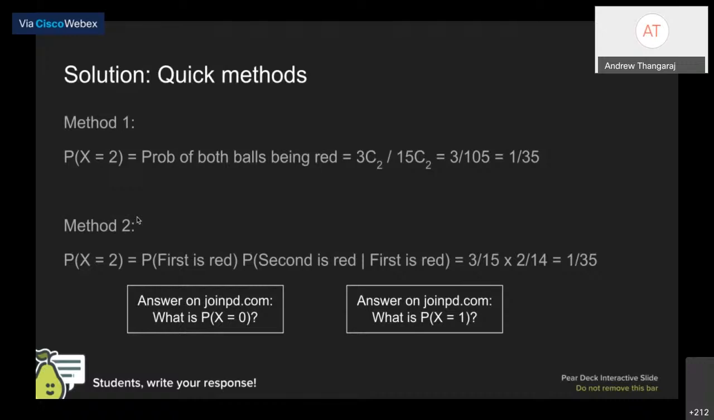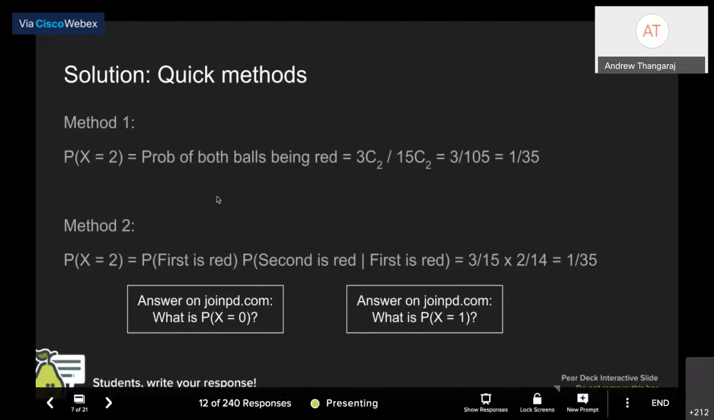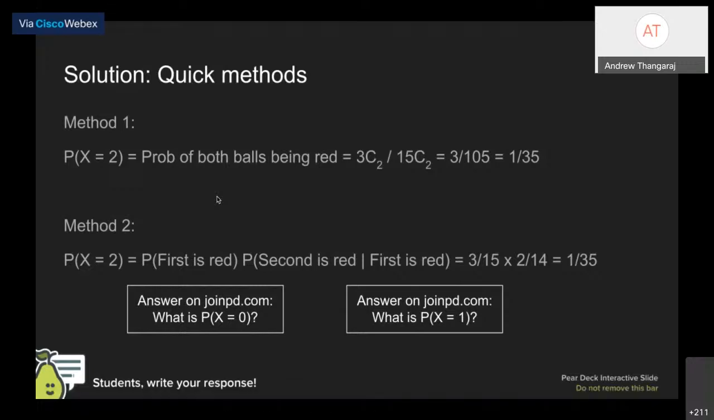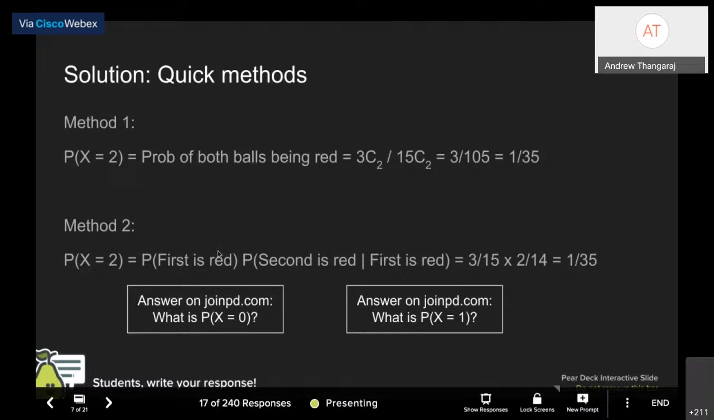So I've put here a question for you. What would be the probability that x equals 0? And what is the probability that x equals 1? You've already calculated the probability that x equals 2. I want you to think of how to do a very similar calculation. You have to just go back and think about how x equals 0 can happen. You can use one of these two methods.